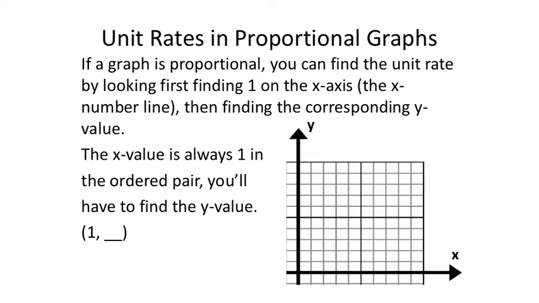So, unit rates in proportional graphs, they're going to be pretty easy to find. And the thing here is that we're going to see lines that should already start as proportional, okay? So this tells us that we'd have to look at straight lines, and they'd have to go through the origin.